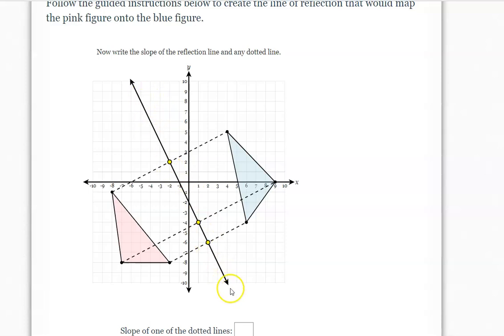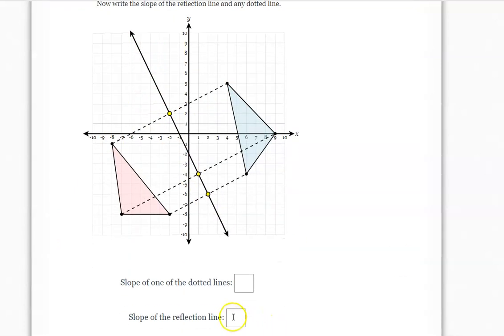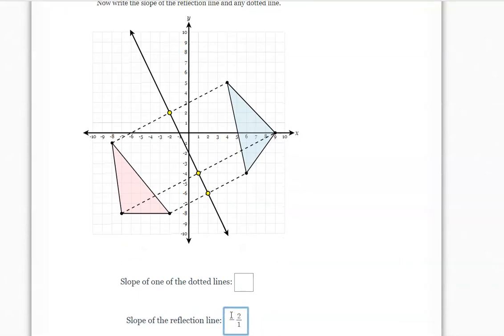That needs to make sense to you according to the fact that negative slopes look like this. Positive slopes look like the dotted lines. They go up from left to right. Negative slopes go down from left to right. So the reflection line has a slope of -2, and you could probably put over 1.